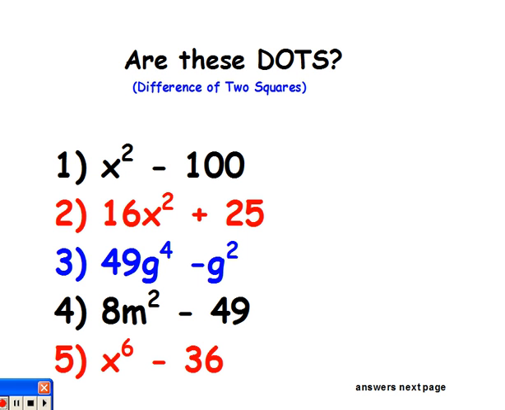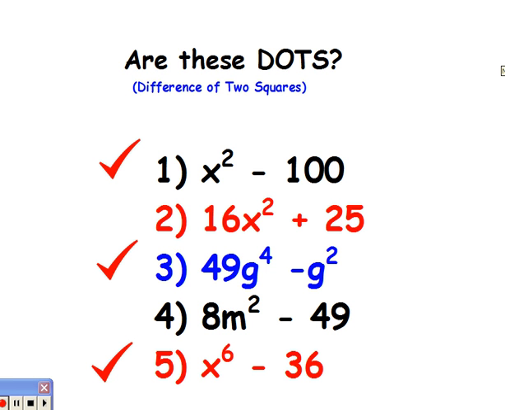Alrighty then, let's see. Number 1, 3, and 5 were differences of 2 squares. So let's see, here we're squaring x, here we're squaring 10, and we got a difference. This number 2 is not a difference of squares. This is a sum of squares. We want a difference of squares.